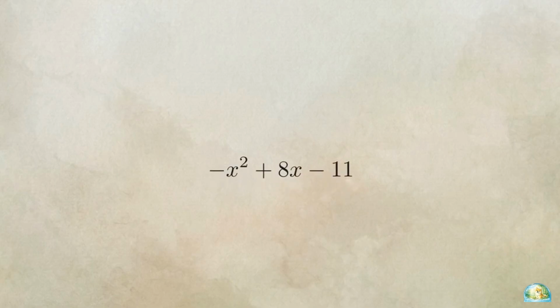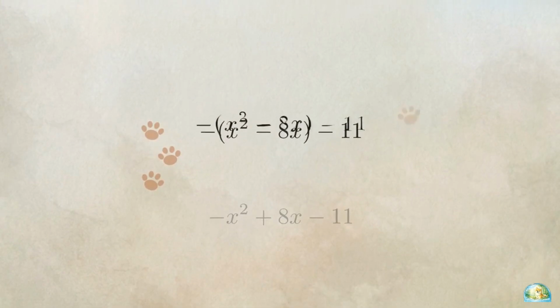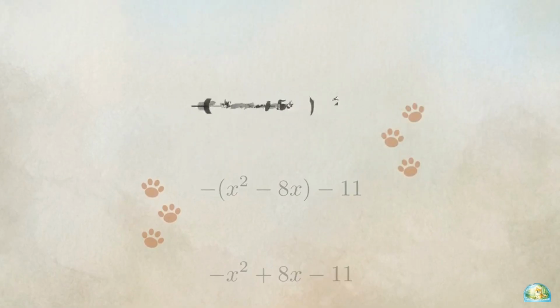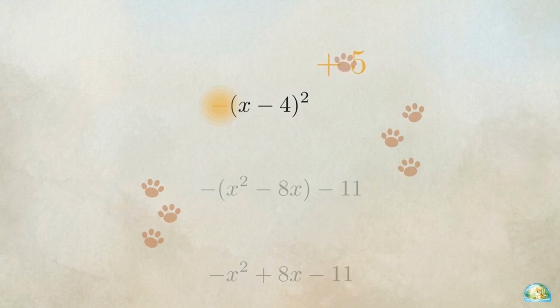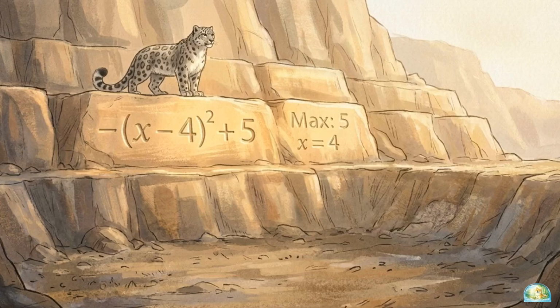Rewrite negative x squared plus 8x minus 11 for the maximum value. Factor out negative 1 from the quadratic part, negative (x squared minus 8x) minus 11. Complete the square inside to get negative (x minus 4) squared plus 5. Because the square term is subtracted, the maximum value is 5 at x equals 4. The maximum value is 5 at x equals 4, shown by negative (x minus 4) squared plus 5.